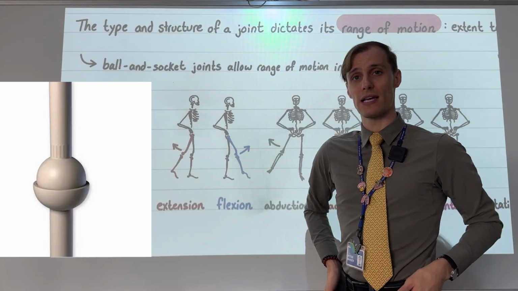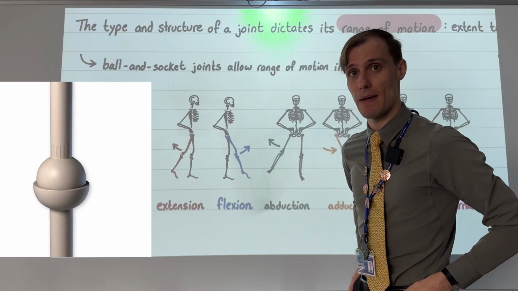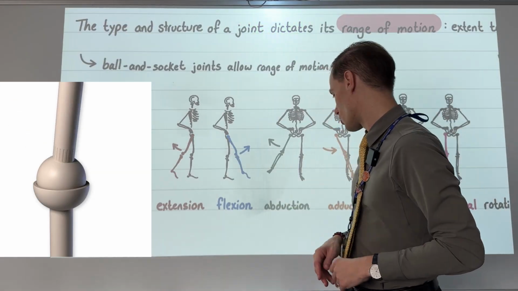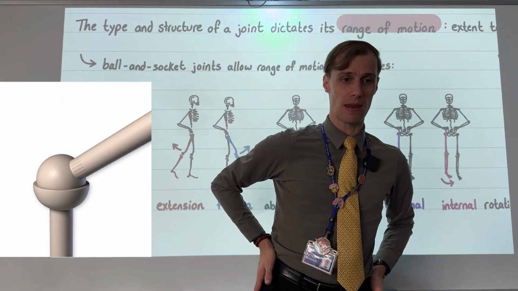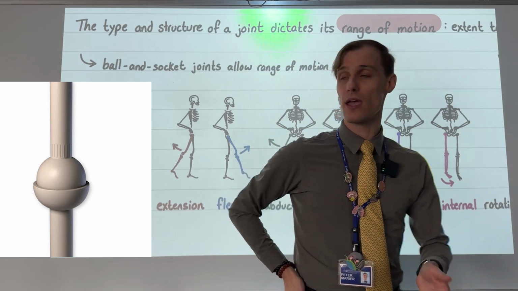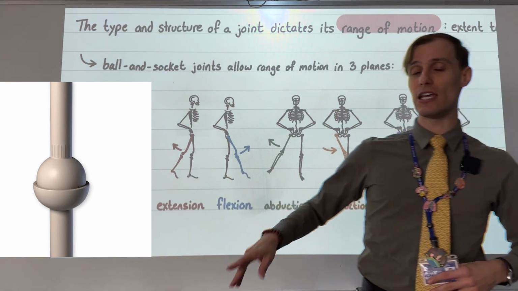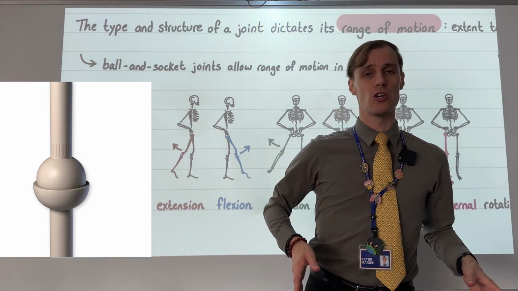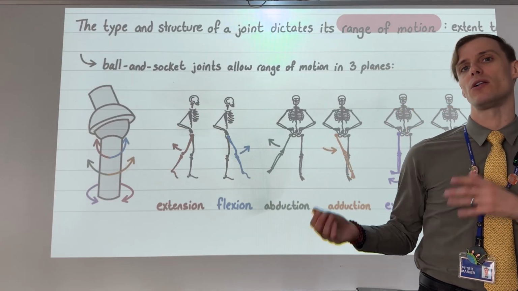This allows for extension and flexion, moving my leg back and forth in this direction. You also have abduction and adduction, meaning I can move my leg back and forth in this way. And finally, you even have internal and external rotation. So there's a huge degree of movement in a ball and socket joint.